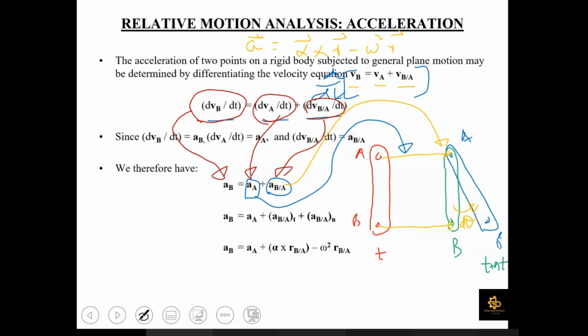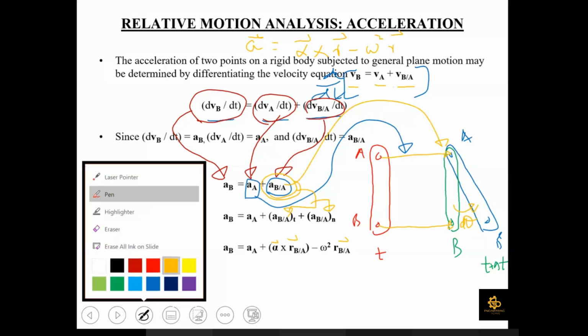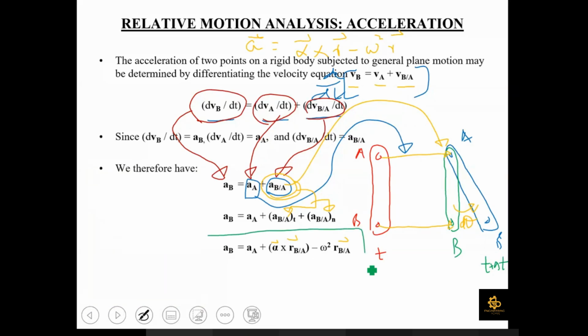So accordingly हमने किया क्या है कि चूंकि ये रोटेशनल एस्पेक्ट्स को ABA कवर कर रहा था, इसको हमने इसके दो कंपोनेंट्स की फॉर्म में लिखा। द टेंजेंशियल कंपोनेंट ऑफ एक्सेलरेशन, द नॉर्मल कंपोनेंट ऑफ एक्सेलरेशन। द टेंजेंशियल कंपोनेंट वुड बी इक्वल टू अल्फा क्रॉस आर, द नॉर्मल कंपोनेंट वुड बी इक्वल टू माइनस ओमेगा स्क्वायर आर। सो आवर रिलेटिव एक्सेलरेशन इक्वेशन फॉर अ रिजिड बॉडी अंडरगोइंग जनरल प्लेन मोशन वुड बिकम AB vector equal to AA vector plus alpha cross R minus omega square R.